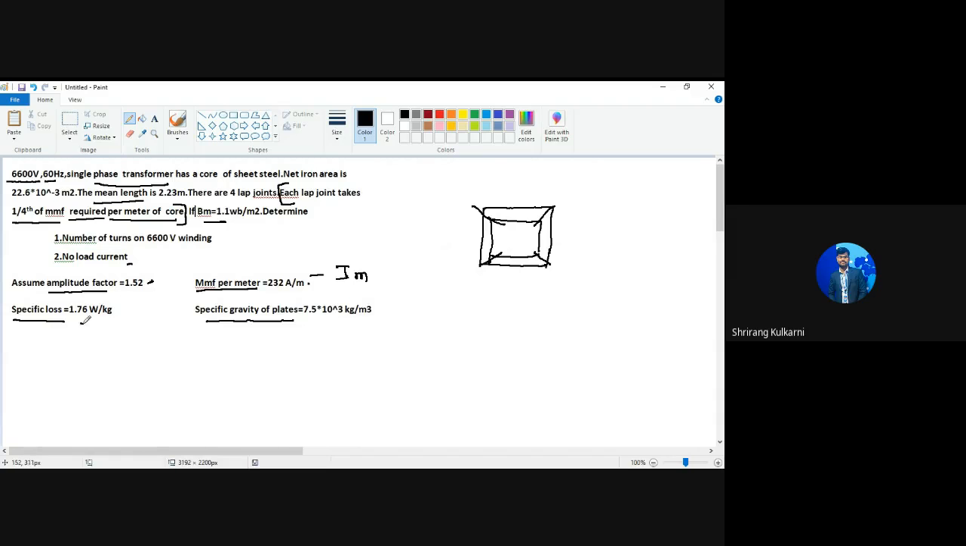And using this specific loss and specific gravity of the plates, we can calculate the loss component. If you calculate Im and IL, you can calculate I0, which is equal to the square root of Im square plus IL square. Like this we can calculate. Yes, this much is given. So using these data, we have to calculate the no load current.